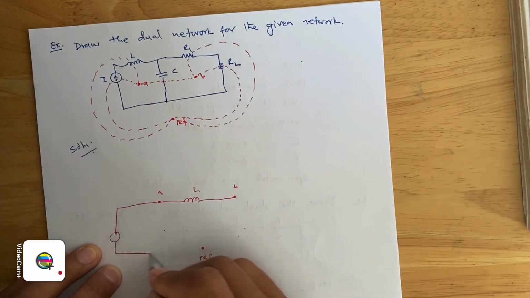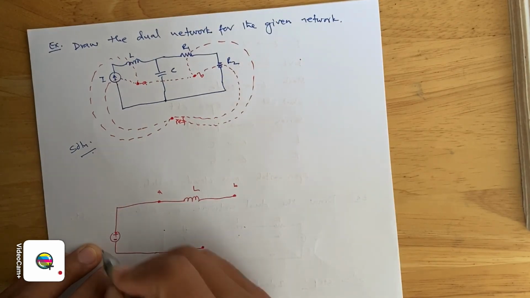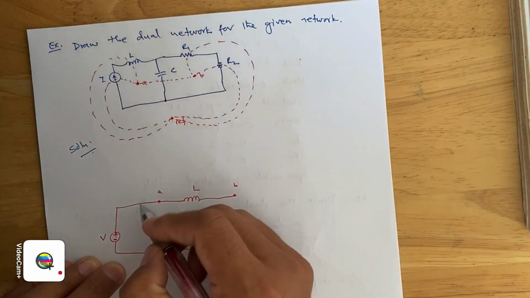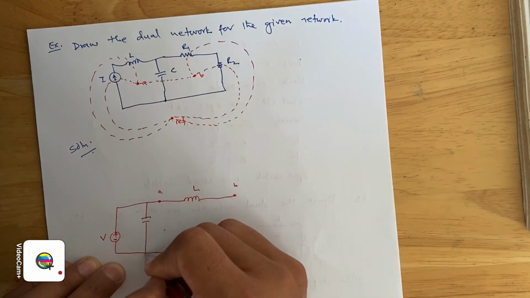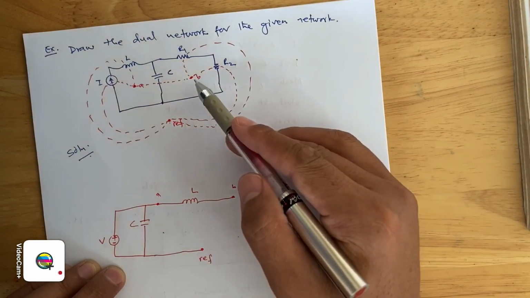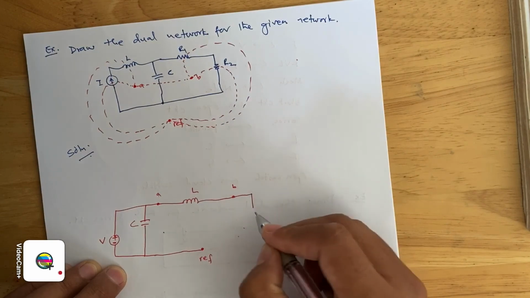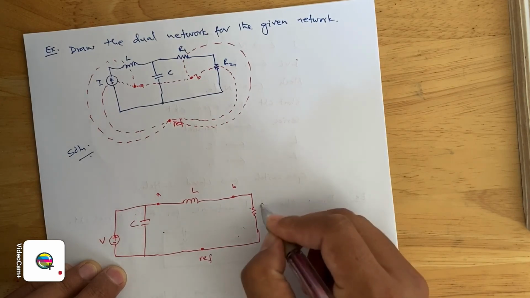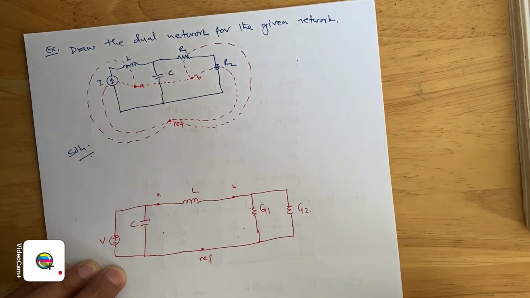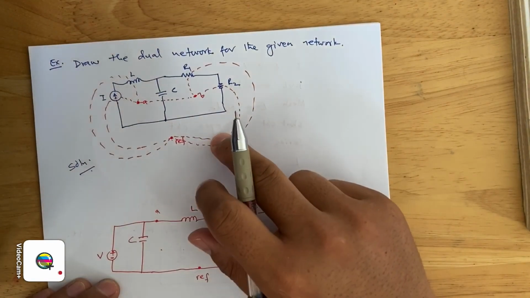Now how to write the polarity? The current direction is pointing up, so plus will be here and negative will be here, so we are replacing it with the voltage V. And then again, A and the reference are connected, so we can replace it with the capacitor C, because here it is an inductor, so it's C here. And then B and the reference node are connected with R1, so in place of R1 you can write G1, and then G2. So that's it about the network transformation. Now this is the final network that we got from this original network.